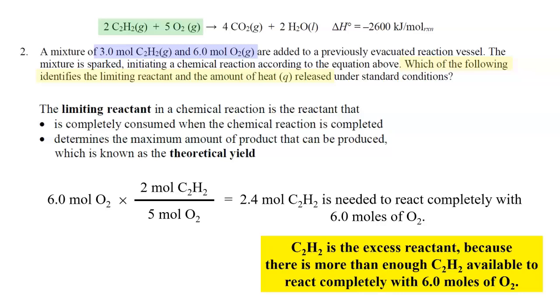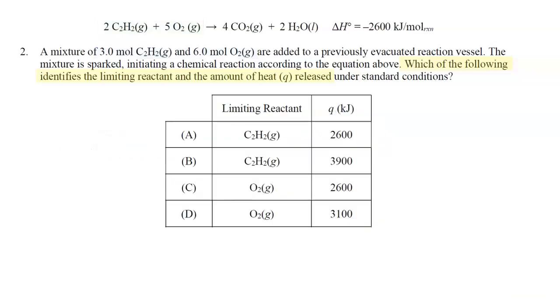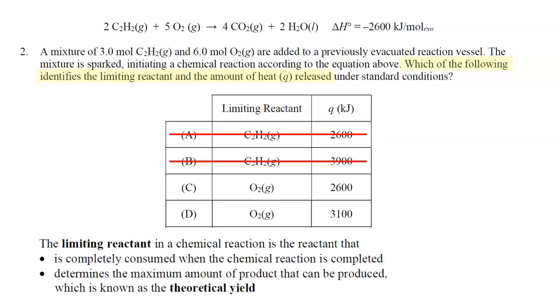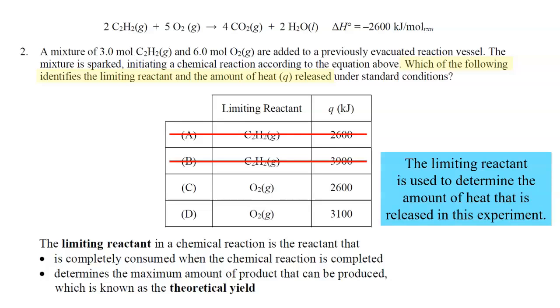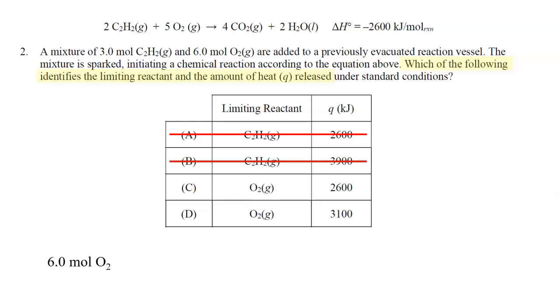Let's look at our 4 choices. Because oxygen is the limiting reactant, we can eliminate choices A and B. And since the limiting reactant determines the maximum amount of product that can be produced, the limiting reactant is used to determine the amount of heat that is released in this experiment. So let's start with our quantity of oxygen, which is our limiting reactant. So we have 6 moles of oxygen.